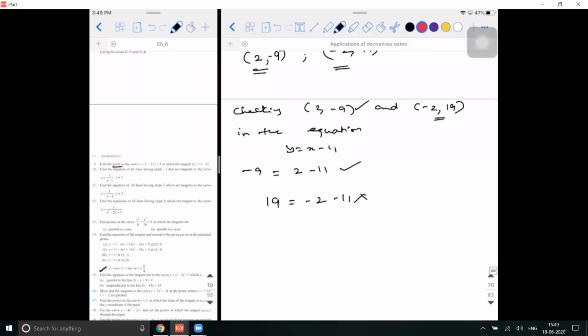We'll do the 10th one now. Find the equation of all lines having slope minus 1 and that are tangents to the curve y is equal to 1 by x minus 1.